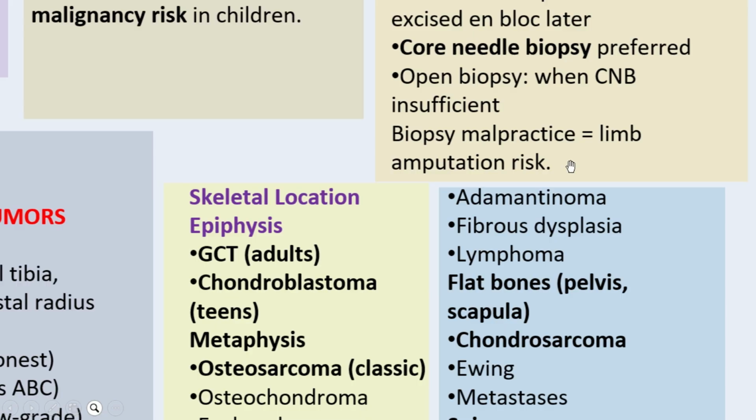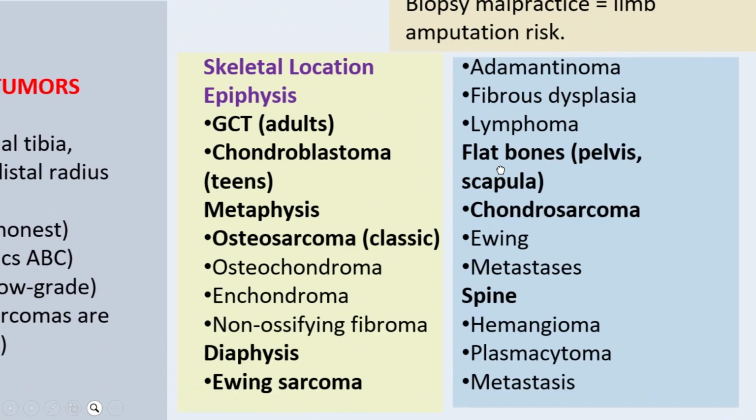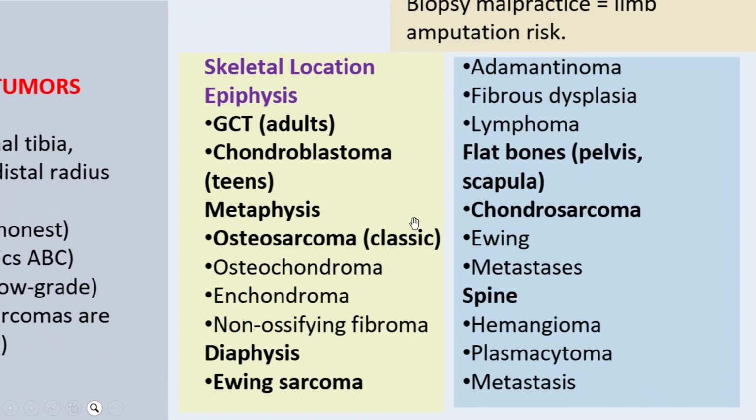Then another thing that is important, now that you're done with the video, is that you have to know the location of these tumors. If the tumor is occurring in the epiphysis, most of the time, if the epiphysis is closed, consider a giant cell tumor. If the epiphysis is open, consider a chondroblastoma, which is basically a tumor producing cartilage.